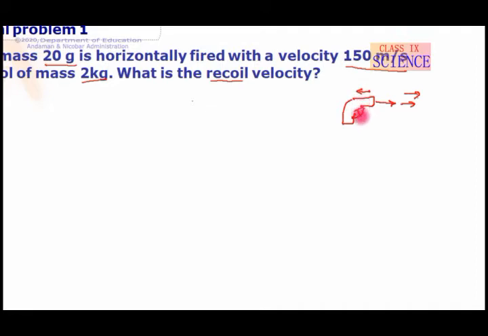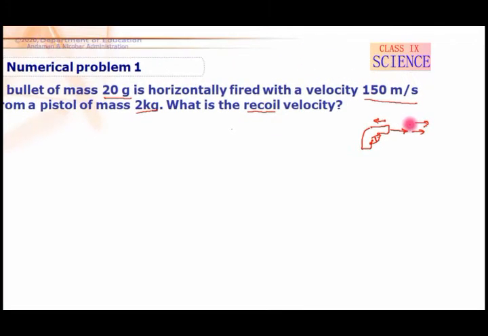This is called recoil velocity. So, in the question, when the bullet is fired, it goes with a certain velocity. According to the third law of motion, we learned that when a force is applied on an object, an equal amount of force will be applied back on the object in the opposite direction, right. So, if force is applied back on this pistol, then it will have some velocity.